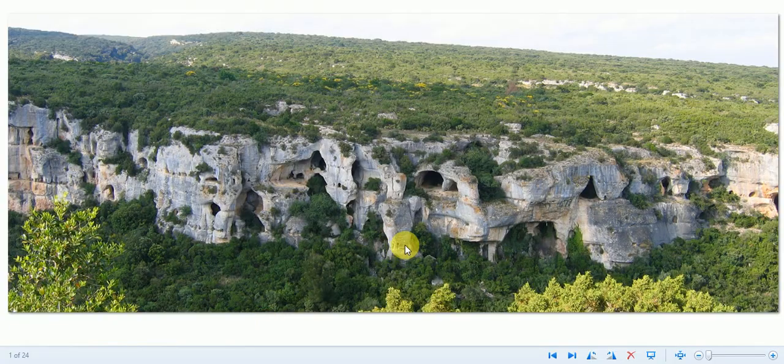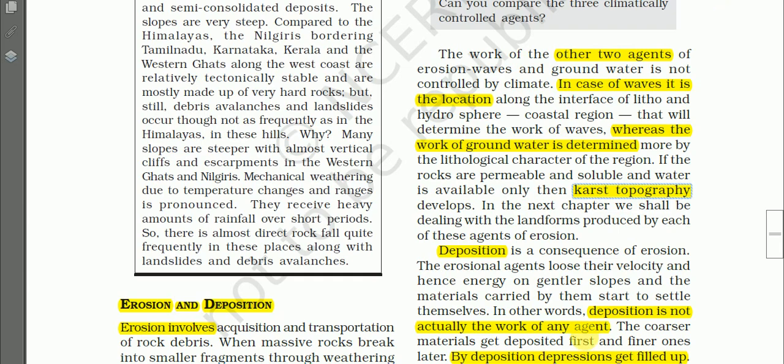See here, this is a photograph showing karst topography, a limestone region, and you may be seeing holes. These holes are caves, developed, made by underground water.